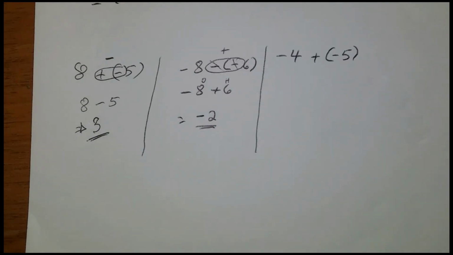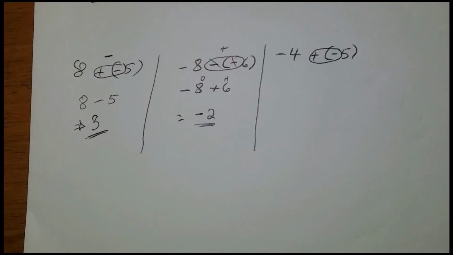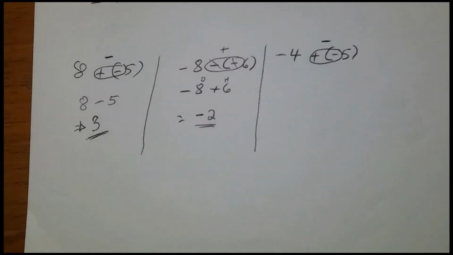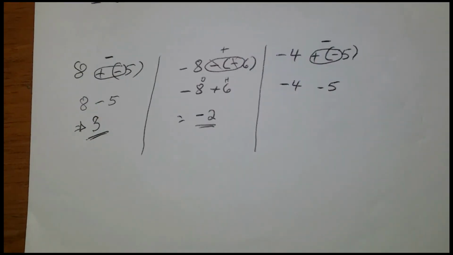Here you can see another one where you have -4 plus -5. Do we have double signs? Yes. Circle it out. What sign does that 5 take now that we know it's double signs? We can boil the 2 signs into 1. I know this is going to be negative because I have a positive and a negative, and they do not cancel out. So we have negative 4 and a negative 5.